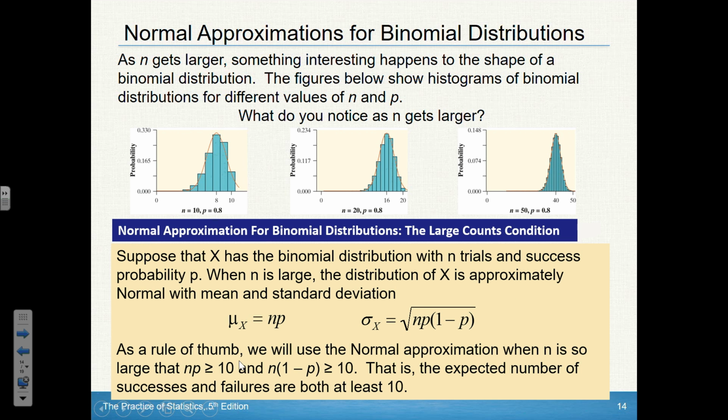Well, our rule of thumb is that if n times p is at least 10 and n times (1 minus p) is at least 10, then that will allow you to say that the binomial distribution is approximately normal. And that means we can use things like the normal CDF and the inverse norm function on our calculator to approximate these values for the probabilities. But again, we have to make sure that we check that n times p is at least 10 and n times (1 minus p) is at least 10. In other words, the expected number of successes and the expected number of failures are at least 10.